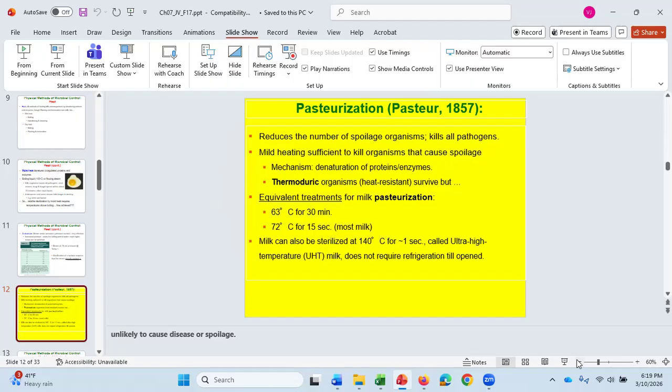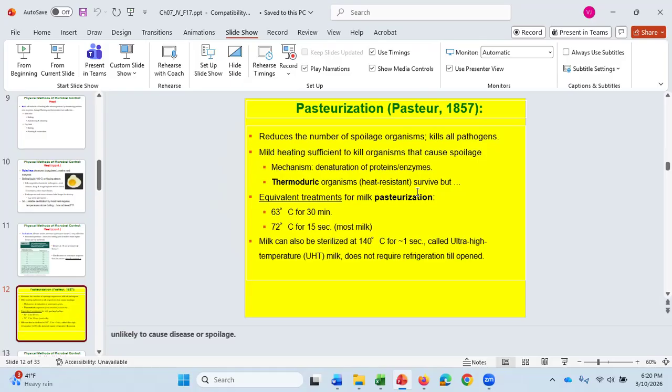lump on your dish, and the pasteurization could kill the microbes, but not all the microbes. It does kill all the pathogens, and that's why the milk can go bad. That's what I'm trying to say. And that's why the pasteurized milk has a shelf life.